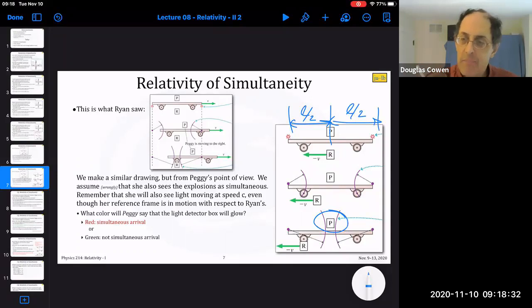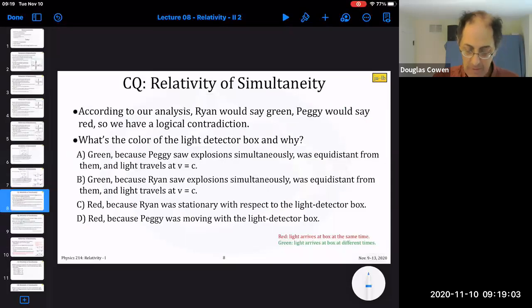So again, we assumed, and I told you incorrectly, but we assumed that Peggy would also see these two events as happening simultaneously. And because she's right in the middle of the rail car, and because the speed of light is c in her reference frame, just as it is in Ryan's, what she will then say is, oh, these two light pulses arrived at the light box at the same time. And therefore, the light box will glow red. Remember, Ryan said that the light box is going to glow green. So what's the color of the light box and why?